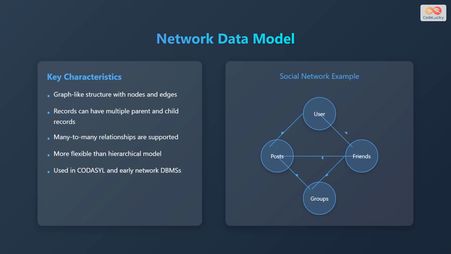As shown in the illustration, a social network can be modeled using the network data model. Users, posts, friends, and groups are represented as nodes, with the relationships between them depicted as edges. This illustrates how users can be connected to multiple posts, friends, and groups.